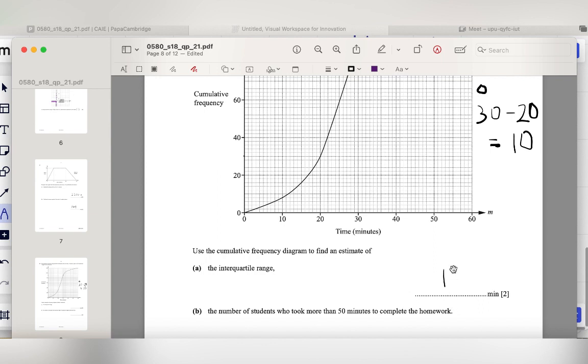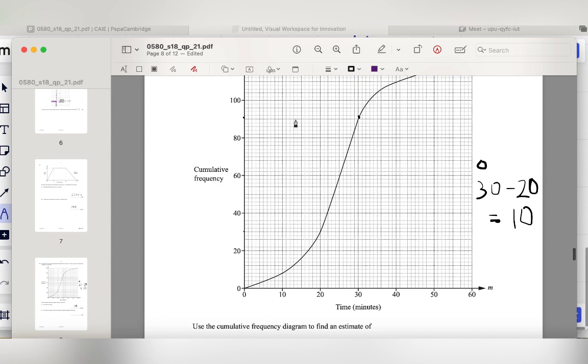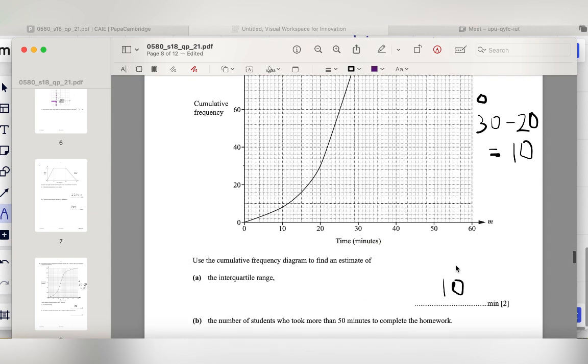So the interquartile range is 10, because the interquartile range is upper quartile minus lower quartile, the minutes in the upper quartile minus the minutes in the lower quartile. Before you can get the minutes in the upper quartile, you have to calculate the upper quartile, where we get 90. We trace 90 to the curve, trace it down to the minute axis, or the x-axis, or the time axis. Then find the lower quartile, you get 30, trace it to the curve and trace it down, you get 20. So you say 30 minus 20, you get 10. So 10 is our interquartile range.